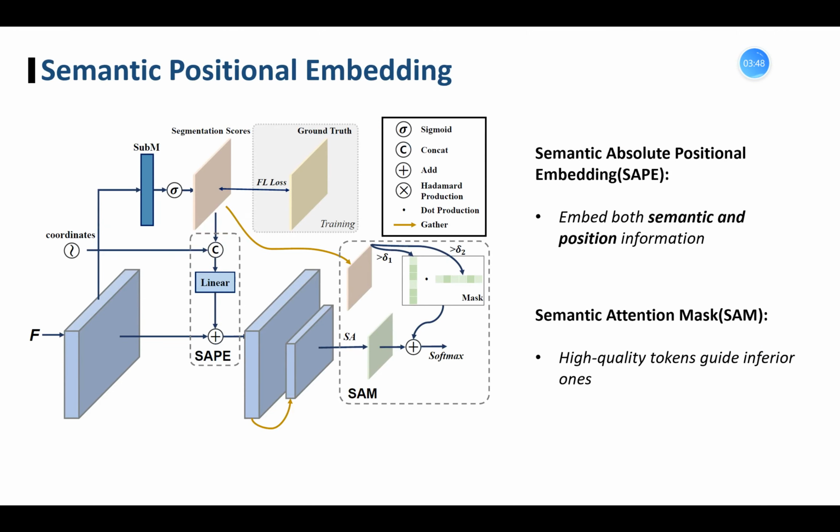To fully leverage the local 3D shape patterns and original voxel coordinates, we propose a hybrid positional embedding to capture both the geometry and semantic clues. Specifically, we first segment foreground grids using the supervision from the ground truth. We embed the center coordinate and the semantic score with the feature in a gridwise manner, namely semantic absolute positional embedding. Besides the semantic clues implicitly used in SAPE, we employ the semantic attention mask on the attention matrices to address correlations between inferior queries and superior keys.